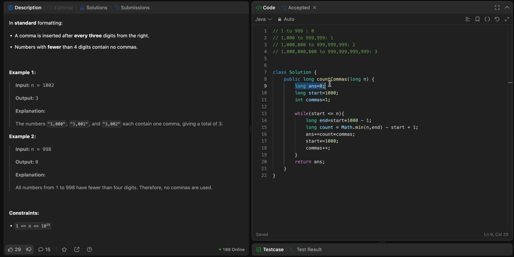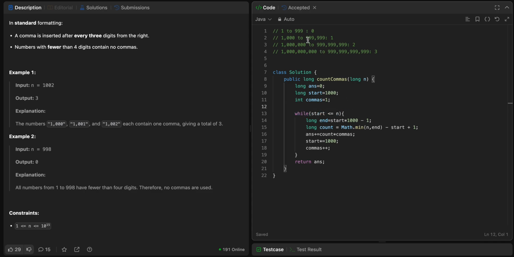So let's take the answer as 0 and start as 1000, because we are not concerned with the range below 1000. The answer there is going to be 0. We put this condition: if n is less than start, then obviously our answer is 0, so we return that and this whole block will not execute. Now we start from here. We have set start as 1000, and in this range the number of commas is 1. That's what we are setting. Now we go inside the while loop when start is less than or equal to n.